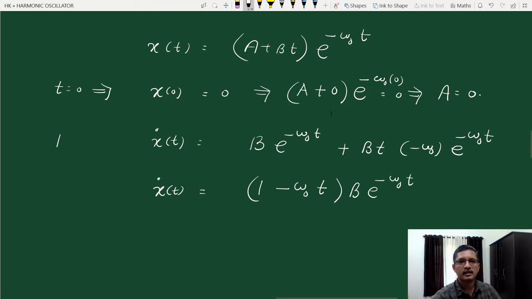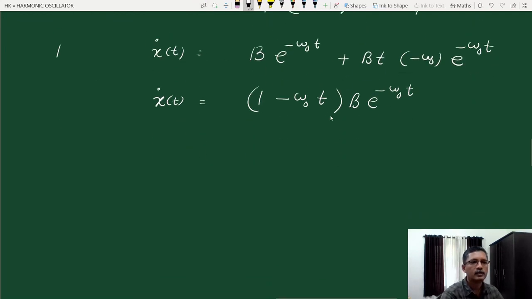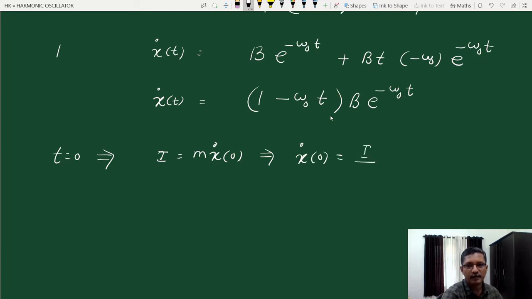Now let us see what happens at initial time. At time equal to 0, an impulse I is given, right? Impulse is equal to change in momentum, but initial momentum is 0 because the particle is at rest at the initial time. So we can say impulse is equal to momentum at time 0. So at t equal to 0, I is equal to m x dot at the initial time, which means x dot at the initial time is equal to I by m. Now from the above equation, what is x dot at the initial time? What do you get?